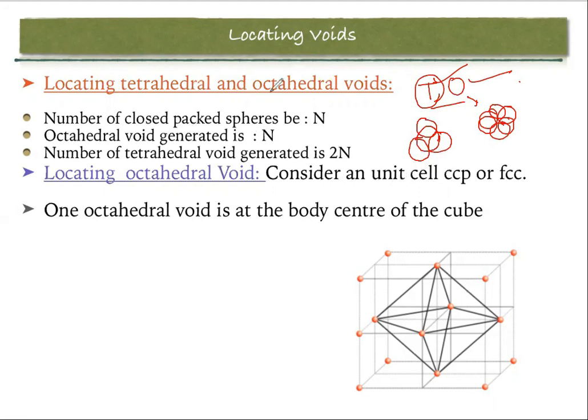So, locating tetrahedral and octahedral voids. Point number 1: let the number of close packed spheres be n. If any crystal system takes the CCP or FCC arrangement, and the total number of spheres is n, then the number of octahedral voids generated is the same as the number of atoms present, and the number of tetrahedral voids will be twice the number of octahedral voids.